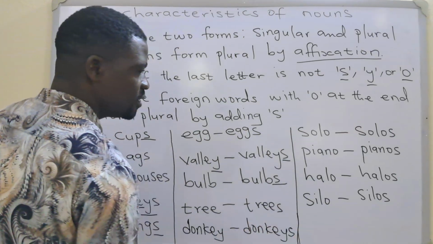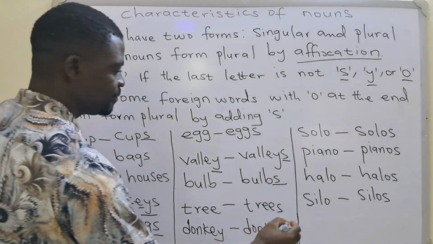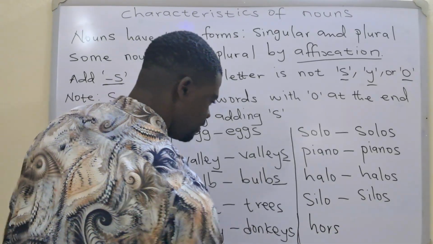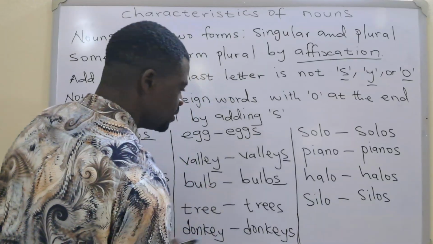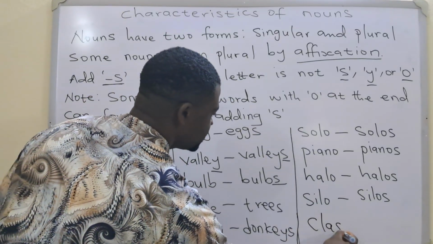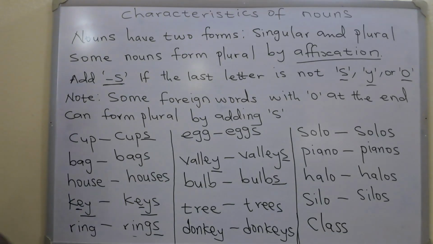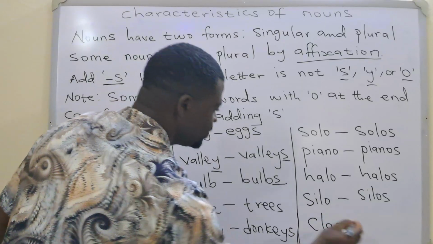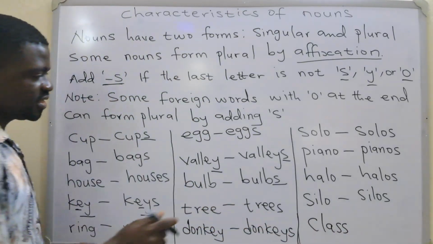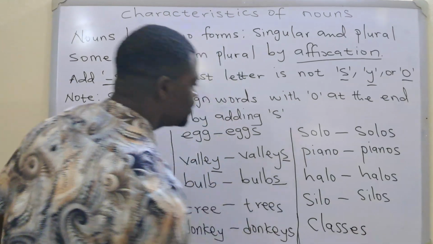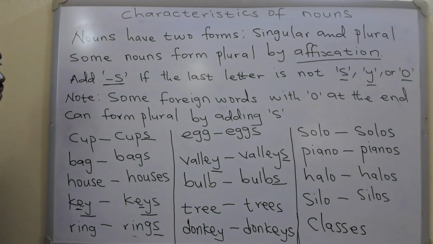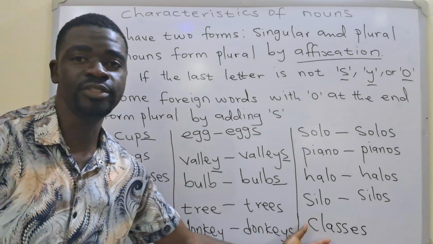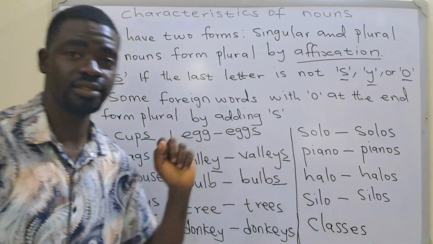If you have, say, class. This is a noun ending with the letter S. You will not add another S to this word to form plural. Instead, you will add ES. So you have classes. This is a typical example of a noun ending in S. So you don't add another S to it. Instead, you will add ES.